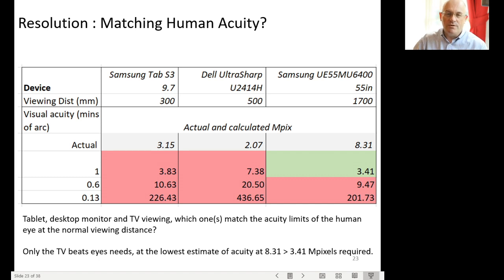And that's because the further back from the display you get, the smaller the visual angle of the pixels. So they eventually reach the limit of visual perception. And if we're talking about 1 arc minute, which is 20/20 vision, which as we said is just normal rather than the best, the Samsung TV is the only one that reaches that.